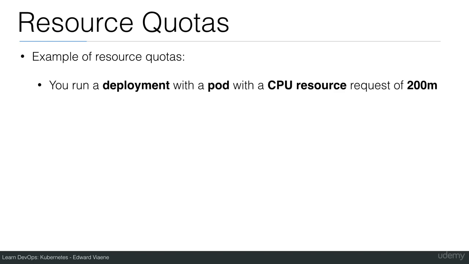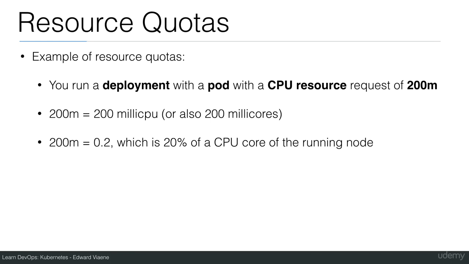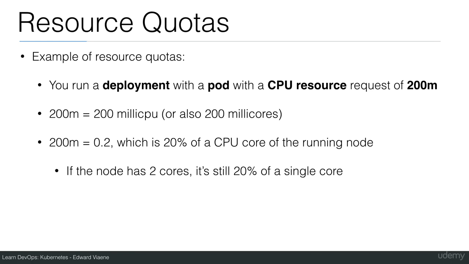Example of resource quotas. You run a deployment with a pod with a CPU resource request of 200m. 200m means 200 milli-CPU, or also 200 millicores. I explained this earlier, I just want to refresh this. It's exactly the same thing as I explained in the autoscaling, it's the same principles. So 200m is 0.2, which is 20% of a CPU core of the running node. If the node has 2 cores, it's still 20% of a single core, and you can also put a limit.